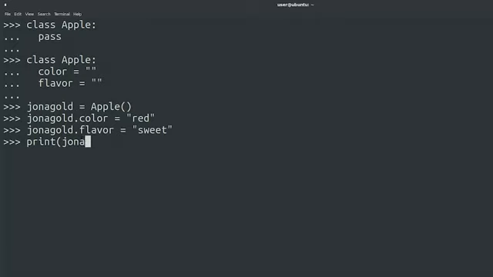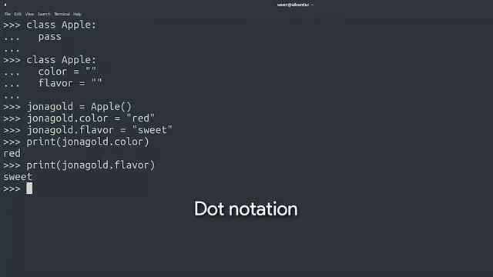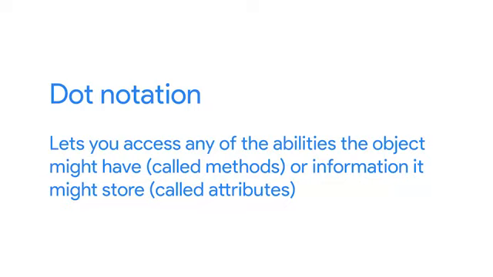Print jonagold.color, print jonagold.flavor. The syntax used to access the attributes is called dot notation because of the dot used in the expression. Dot notation lets you access any of the abilities that the object might have, called methods, or information that it might store, called attributes, like flavor.